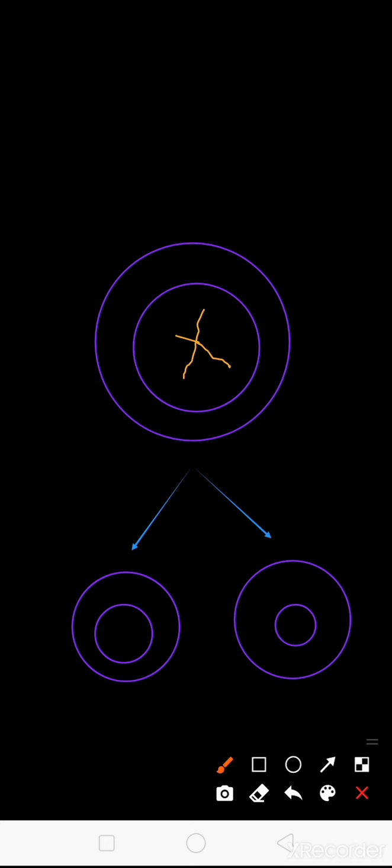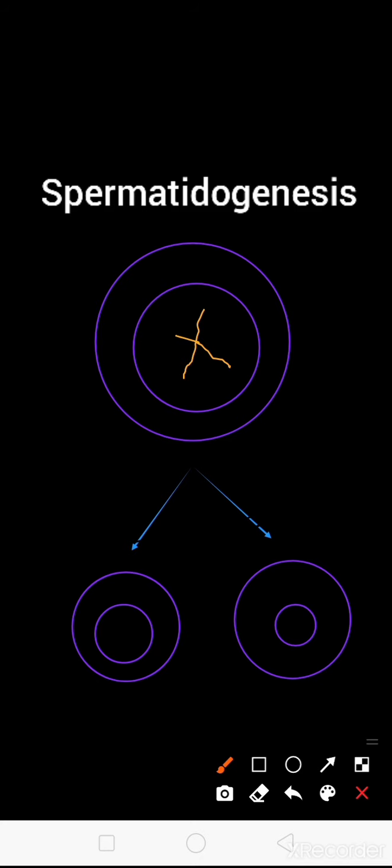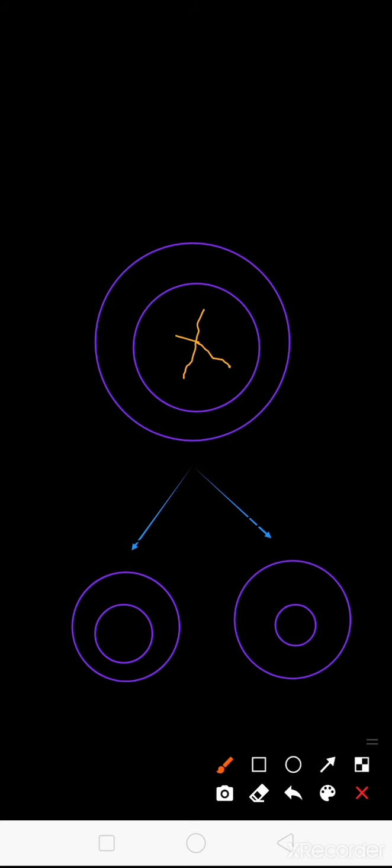So these are the two spermatids, and like it, two more spermatids are also formed. So these are the four spermatids formed, and this process is known as spermatidogenesis, that is the formation of spermatids from the secondary spermatocytes. Now we see that these four spermatids are circular, and they are non-motile and non-functional.